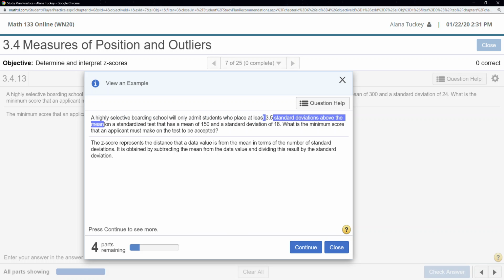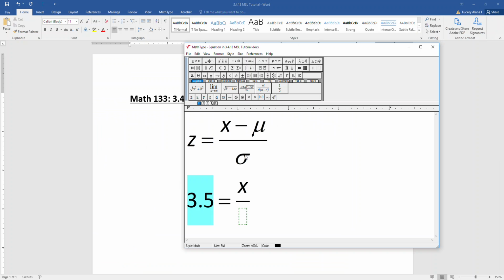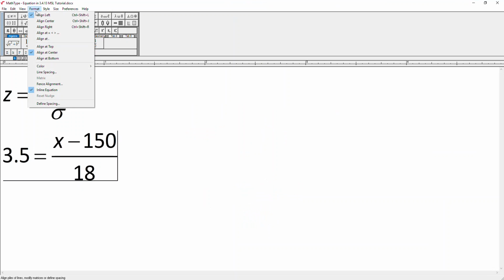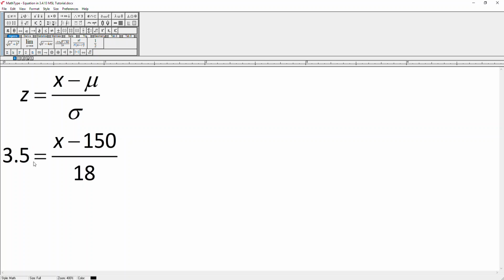Well, that's what a z-score is. A z-score is a measurement of how many standard deviations above or below the mean you are. Now I know that my z-score is 3.5. I know that my mean was 150 and my standard deviation was 18 because it said so. Now I want to solve this for x. X is what I'm looking for. I want to figure out what number this must be in order to make it 3.5 standard deviations.